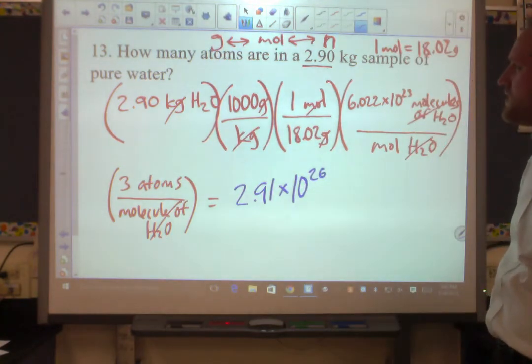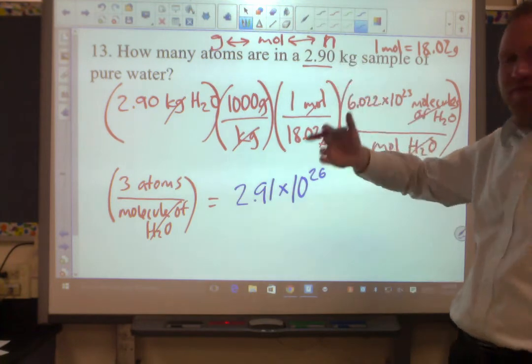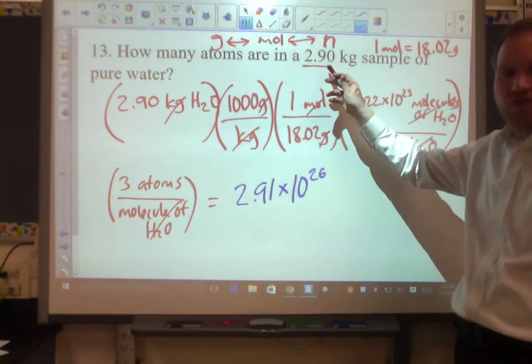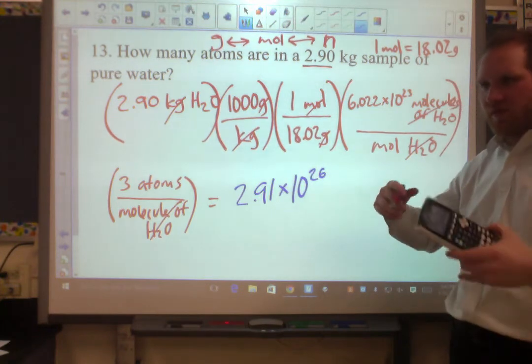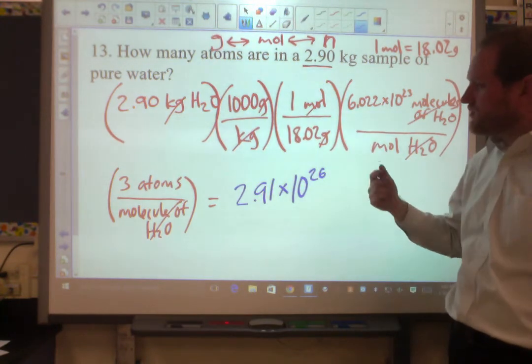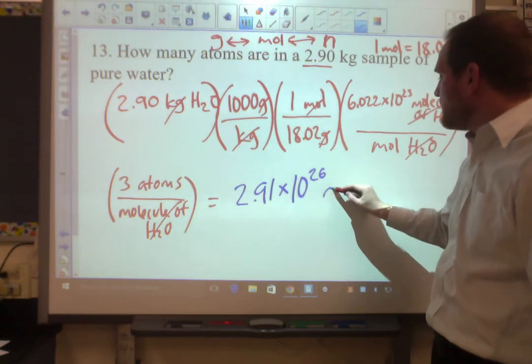Now, does that make sense? Of course. Because that's like 10 pounds of water. If you have 10 pounds of water, how many atoms are in that? Well, first of all, there's going to be zillions of water molecules. Each one is 3. So yeah, this number makes sense. And my unit is atoms.